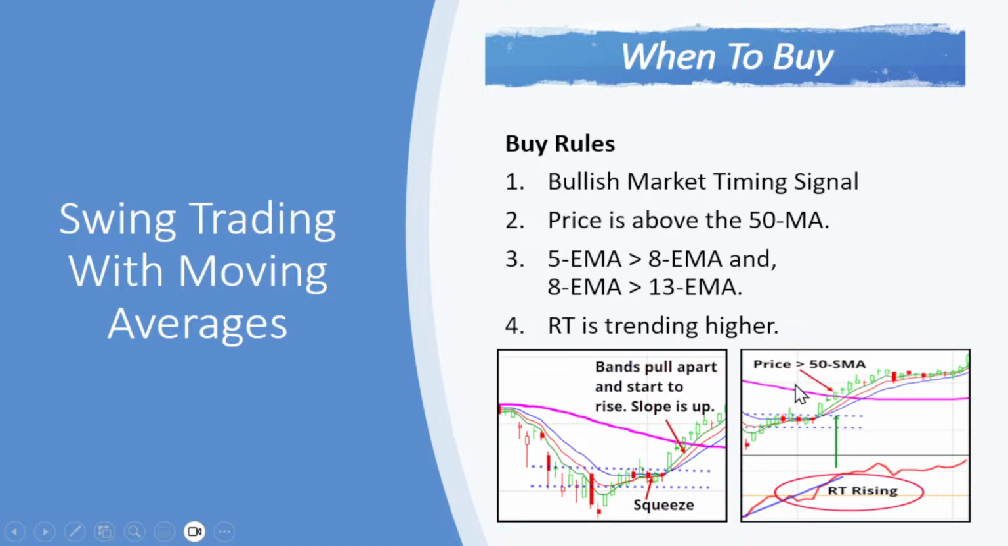Here are some examples, quick little kind of mini charts here. We'll look at some real stocks in a moment. But here's an example. Let's look at the left-hand side. You got the pink line there, the 50-day moving average. The green line is the 5-day EMA. The red line is the 8-day EMA. And the blue line is the 13-day EMA.